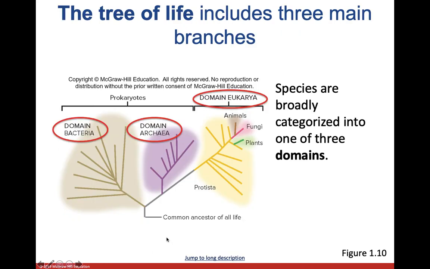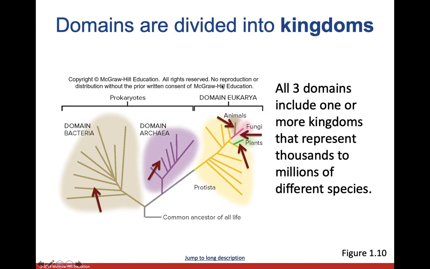So here are our domains over here. There are three of them: domain bacteria, domain archaea, and domain eukarya. All three of these domains have more than one kingdom inside of them. Domain eukarya has quite a bunch: animals, kingdom, and plants. There are tons of different species inside of this, millions in some. Lots and lots and lots of different species.